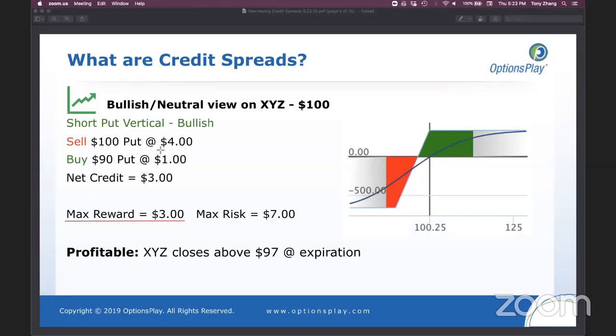So I sold the 100 strike put for $4. I had to buy the $90 put for $1. So the difference between that is $3. So that's my max reward. On a credit spread, the most I can make is the income that I receive.